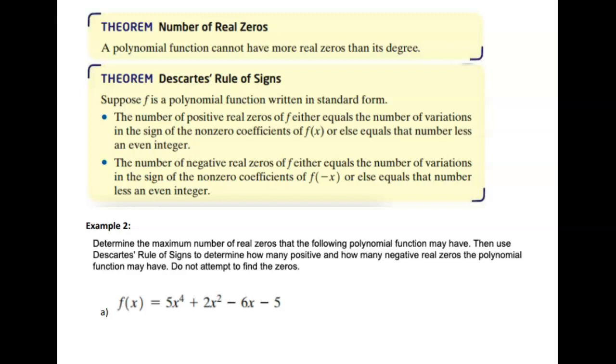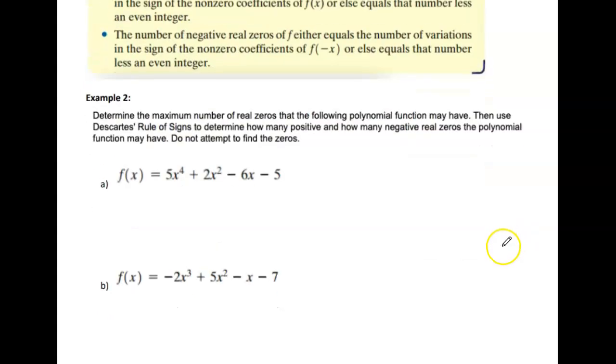The second theorem we're going to look at is Descartes' rule of signs. Right, so if we have f as a polynomial function, the number of positive real zeros of f either equals the number of variations in the sign of the non-zero coefficients of f of x, or else equals that number less an even integer. And similarly, the number of negative real zeros of f either equals the number of variations in sign of the non-zero coefficients of f of negative x, or else equals that number less an even integer. All right? So let's look at what that means.